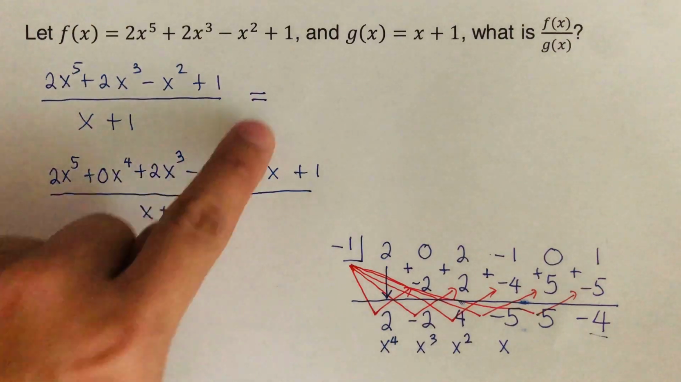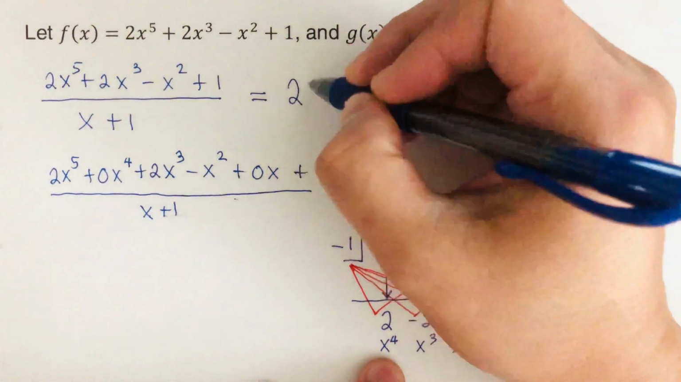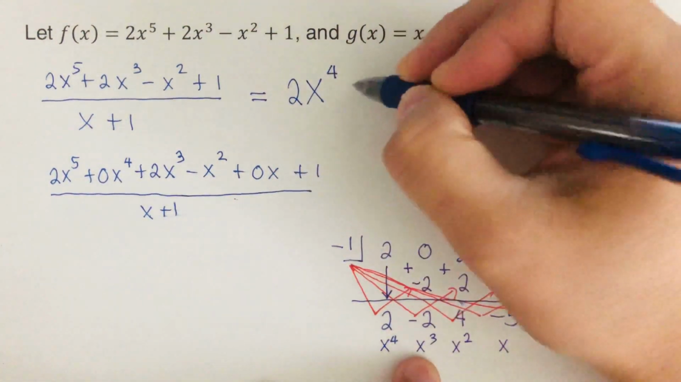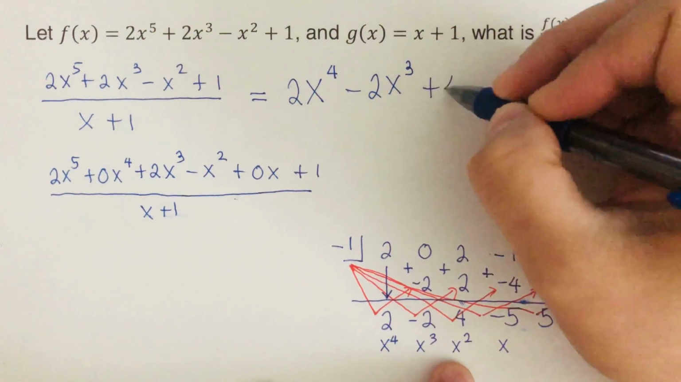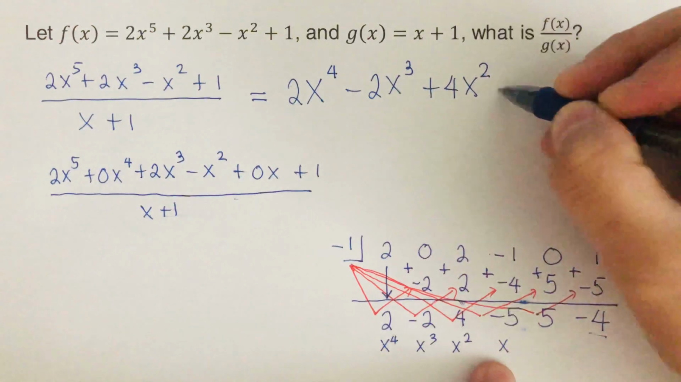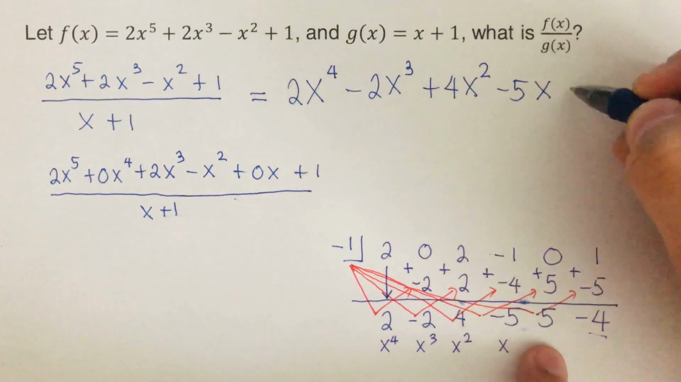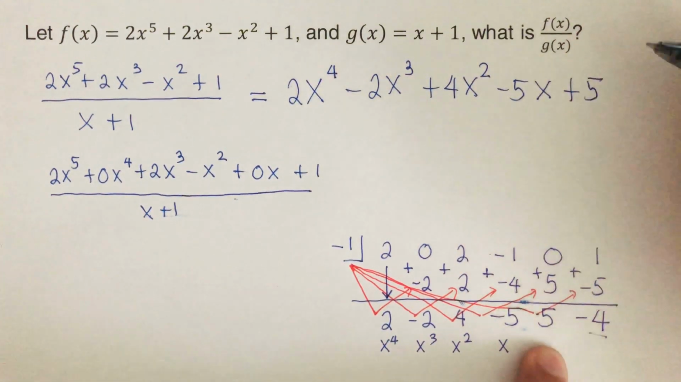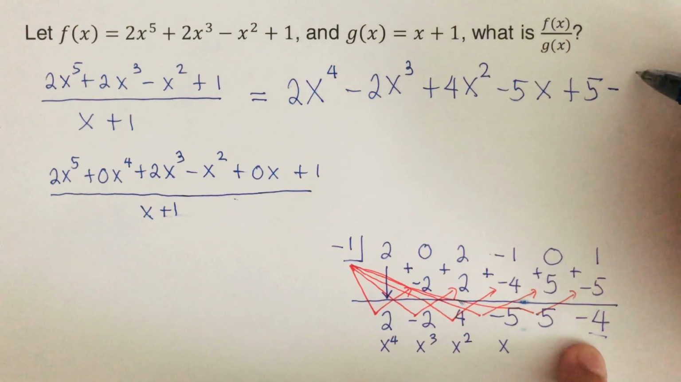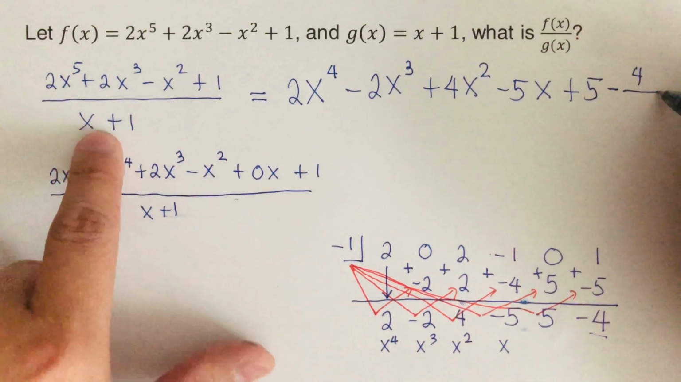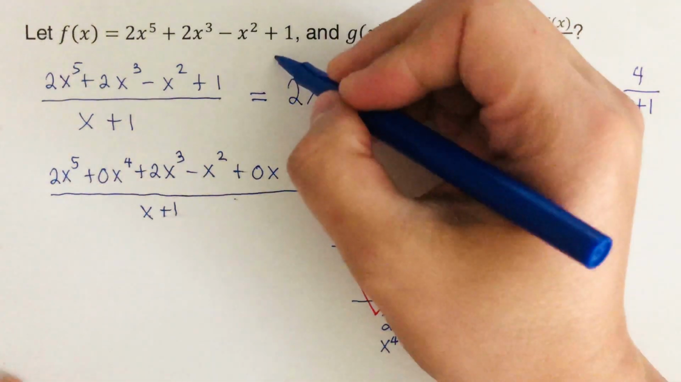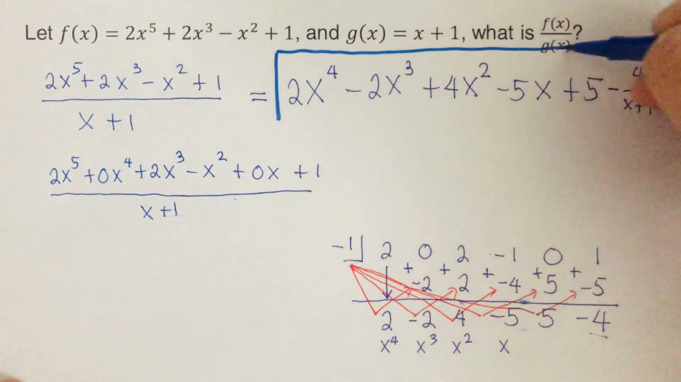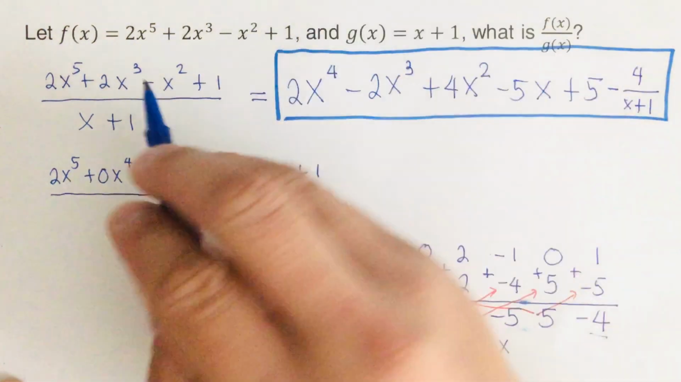Then we can go ahead and rewrite this as 2x to the power 4 minus 2x to the third power plus 4x squared minus 5x plus 5. And then the remainder is going to be 4 over this one right here, x plus 1. And this is the quotient of these two polynomials when we divide it.